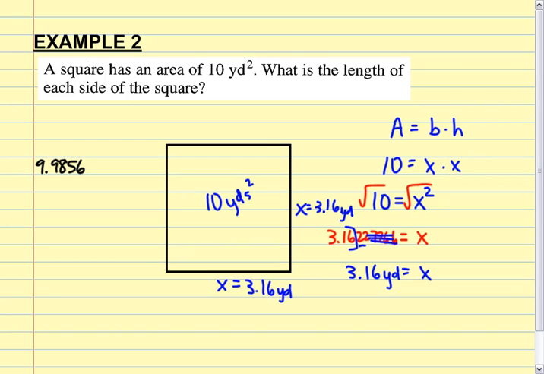9.9856. Do you agree that this is close to 10? Yes. Right? Why is it not 10? Elise? Because we rounded it, right? It's not as accurate, but it's close. All right? Great job. Let's look at the next one.